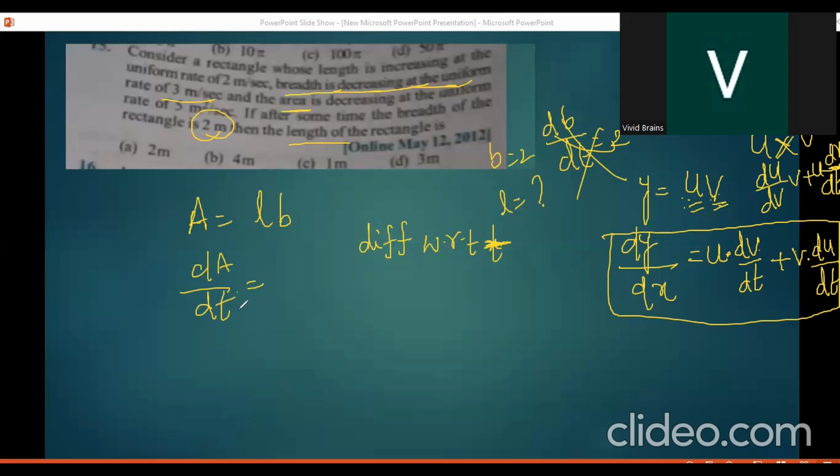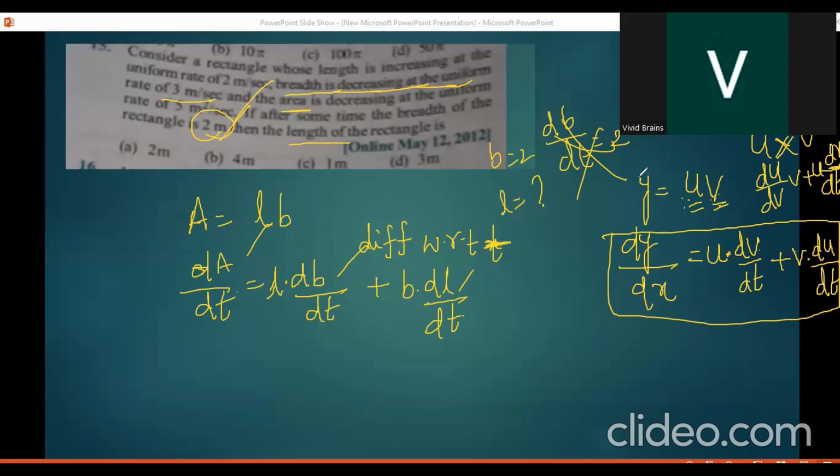Understood? So dA by dt is equal to, how do you write this, tell me? Can I write L as it is? L as it is, I differentiate the second one first, and next I keep B as it is and differentiate the first one. After writing this, the total problem becomes easy because we know dL by dt, dB by dt and dA by dt. Just substitute and get the expression, and when B is equal to 2, the condition given, get the value of L. Got it? Very good.